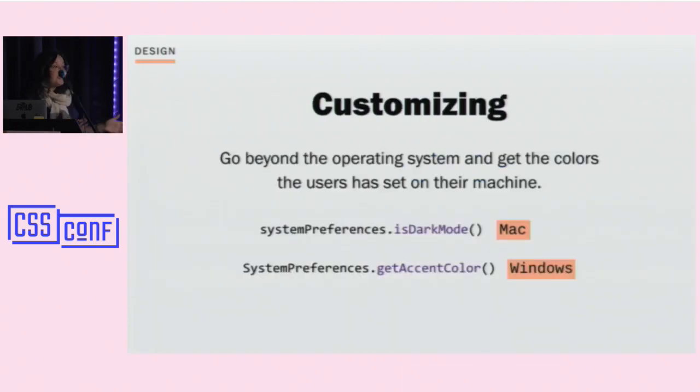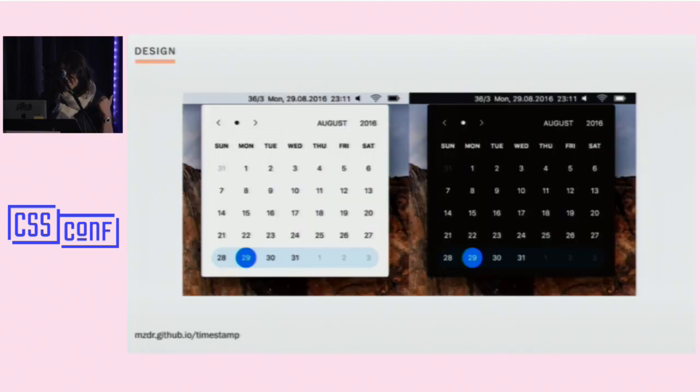You can even go further if you want. There are APIs in Electron to let you know if the user is using dark mode on Mac or what the accent color they're using on Windows is. This is an app called Timestamp that is doing that. It runs in the menu bar, but it checks to see if the user is in dark mode, and if they are, it updates the UI to match that.